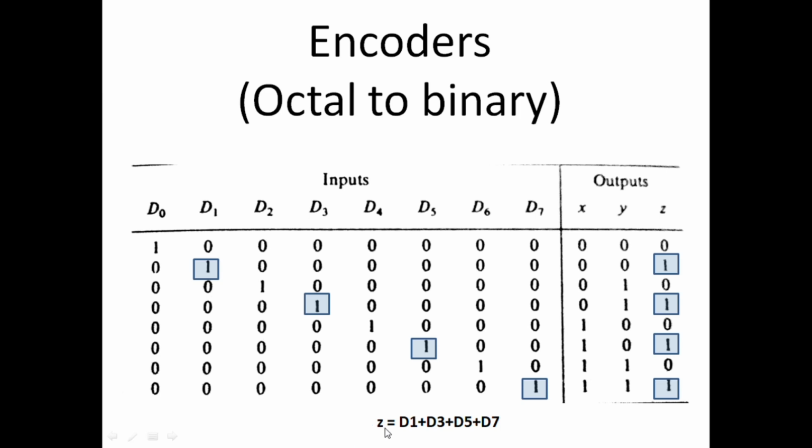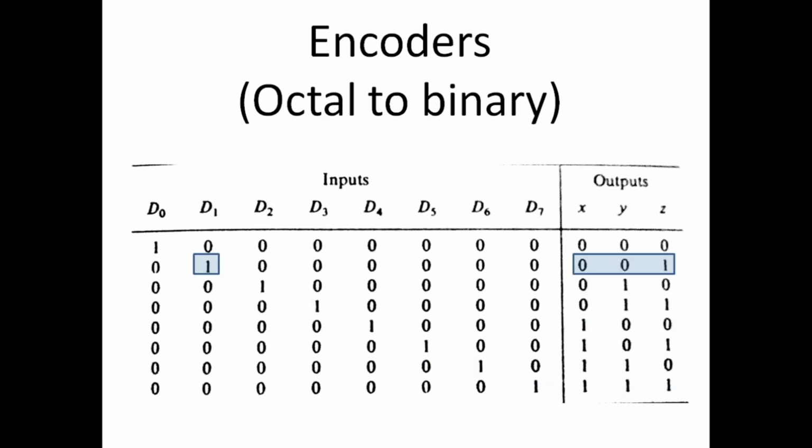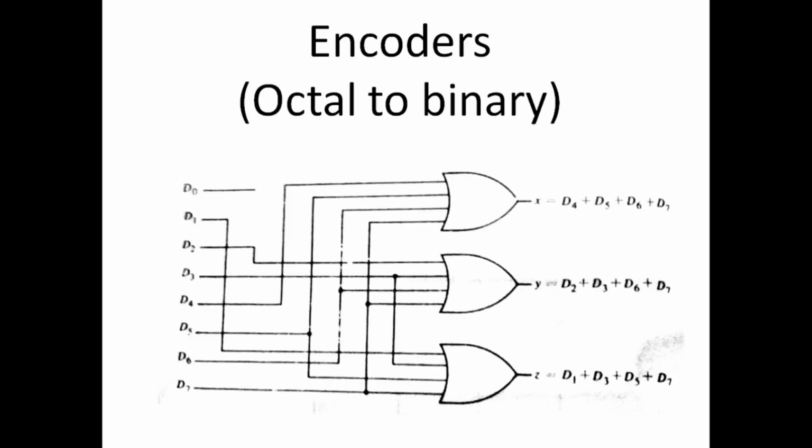So we have just derived the Boolean equation for the output variable z, which is this one. Exactly these equations have been sketched in the diagram which I just showed before. Here is the diagram, the logic diagram of the octal to binary encoder. These are the Boolean equations we have just derived.